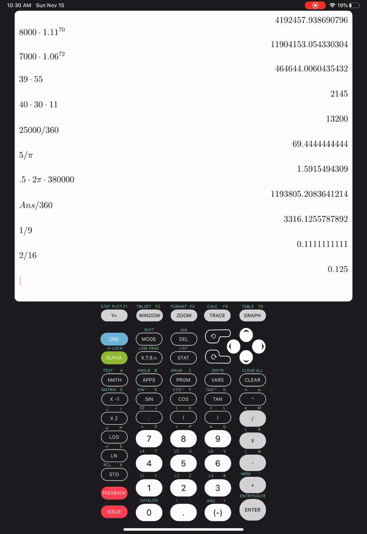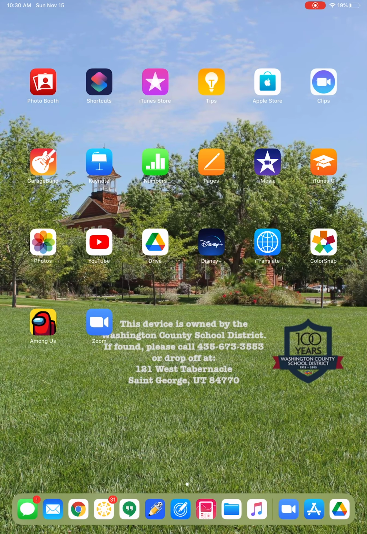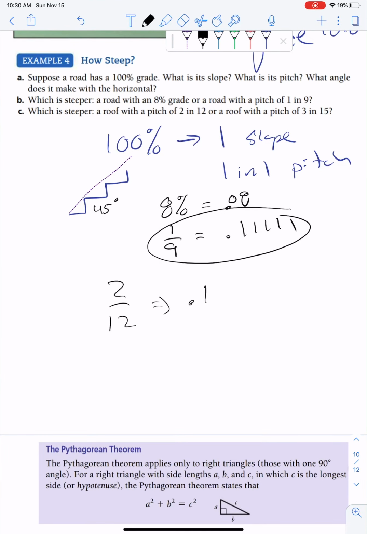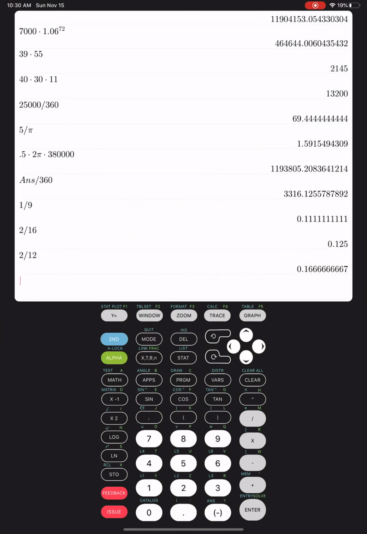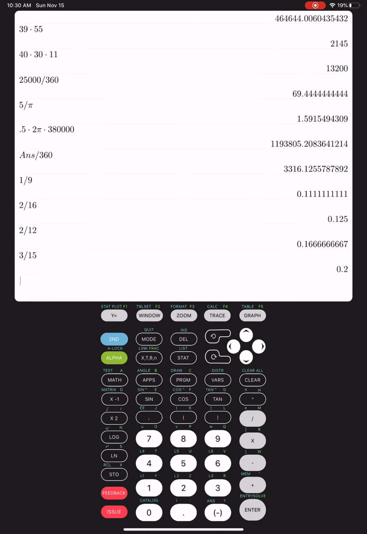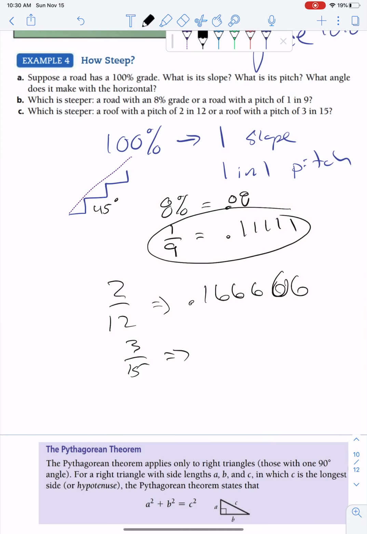1.6666 or 0.2, not 2 in 16, 2 in 12. 0.1666. So 2 in 12 is 0.16666 forever. 3 in 15, if I turn that into a slope, 3 divided by 15 is a fifth, which is 0.2. So which one is bigger, 0.2 or 0.1666? So the 3 in 15 has a steeper pitch.